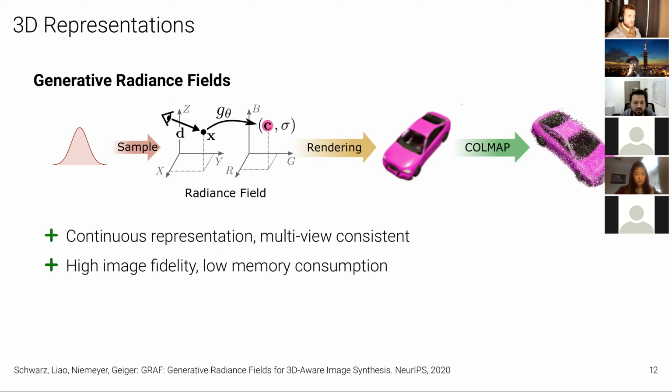And this is a continuous representation. We find that this leads to more multi-view consistent results, as we see here in this far right image. But we also get high image quality. And compared to voxels, for example, you don't have this scaling issue. The scenes are represented in the weights of the neural network, so you have a relatively low memory consumption here.